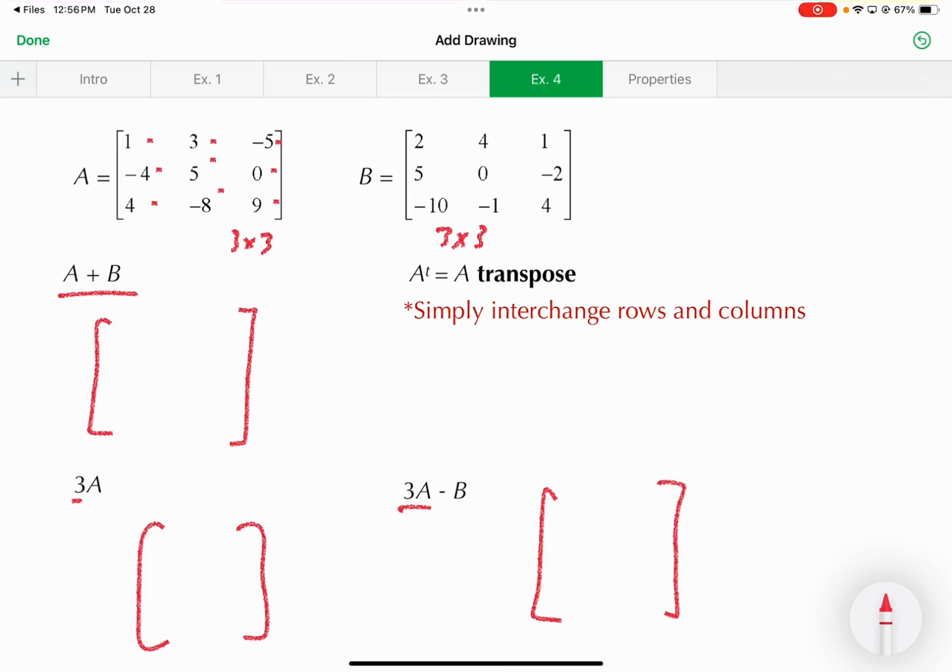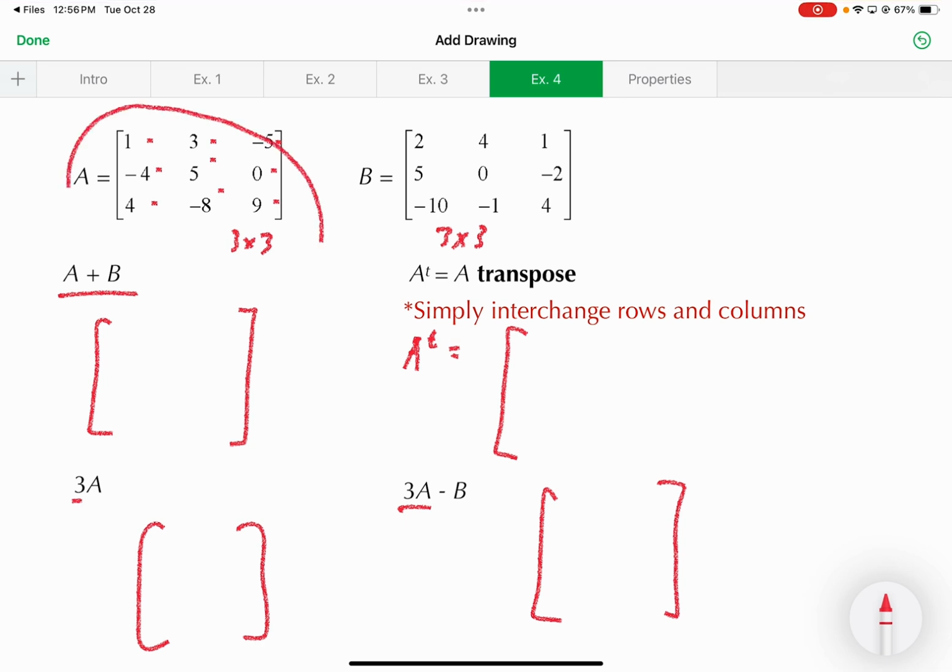All right, now let's talk about A transpose. So it looks like an exponent of T, but when we find A transpose, what you're doing is interchanging your rows and columns. So you're swapping your rows for your columns. So your rows become your columns. So A transpose would look something like this.